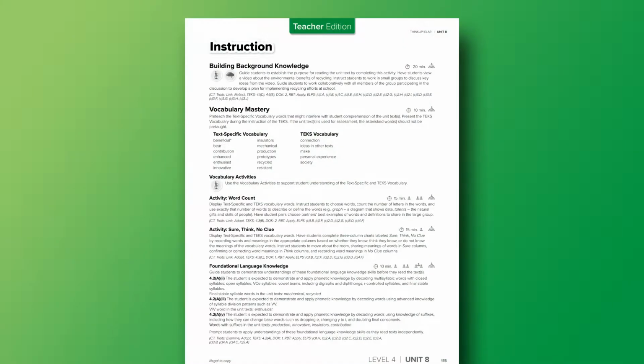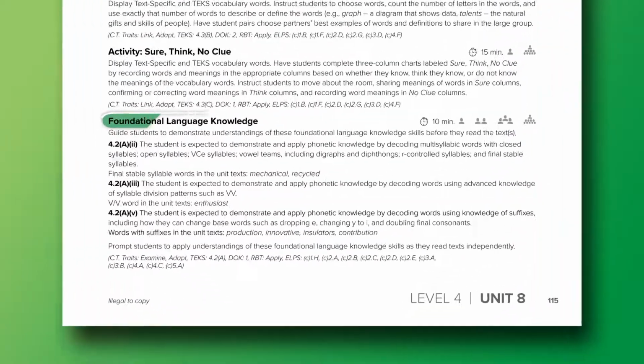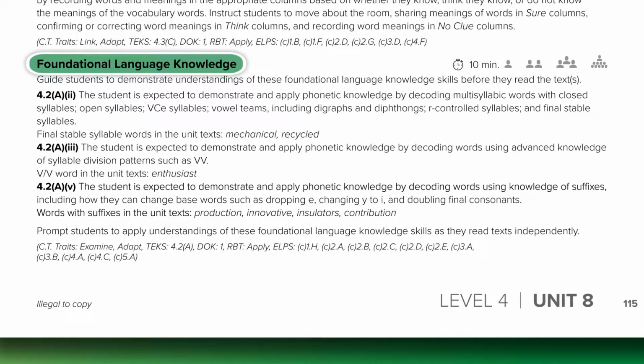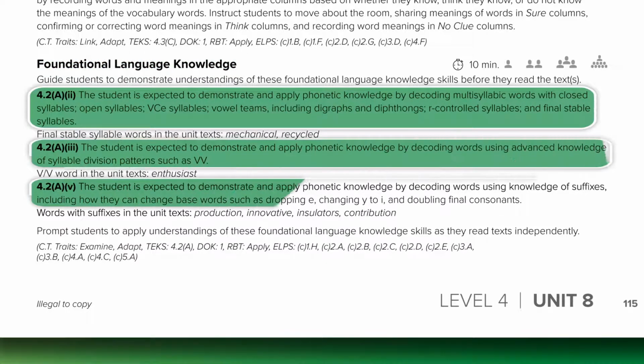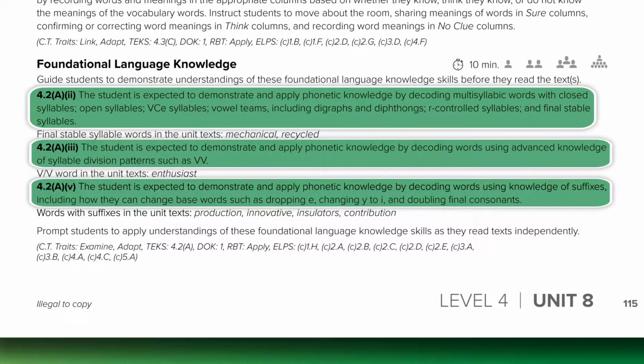Even as students begin to transition from the learning to read stage to using reading as a tool, they continue to need support and practice in foundational language. It helps students make that critical connection that their understanding of foundational skills continues to support their comprehension of increasingly complex text.